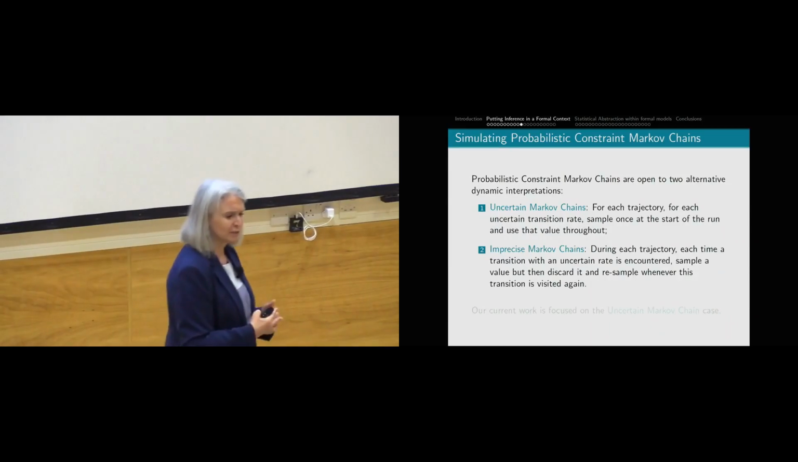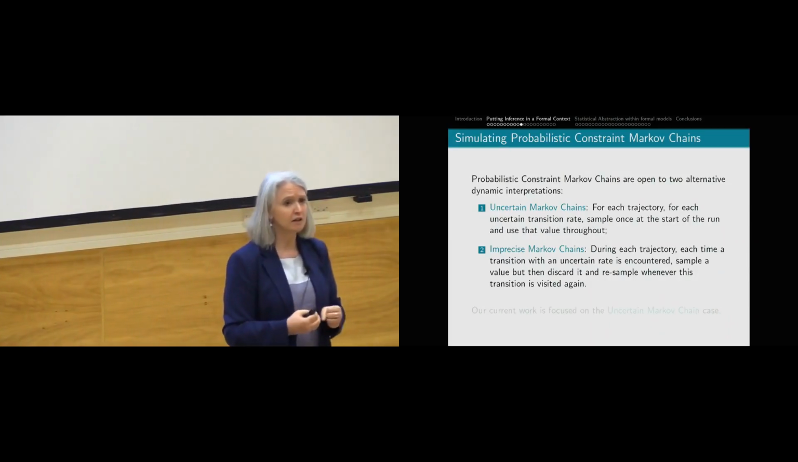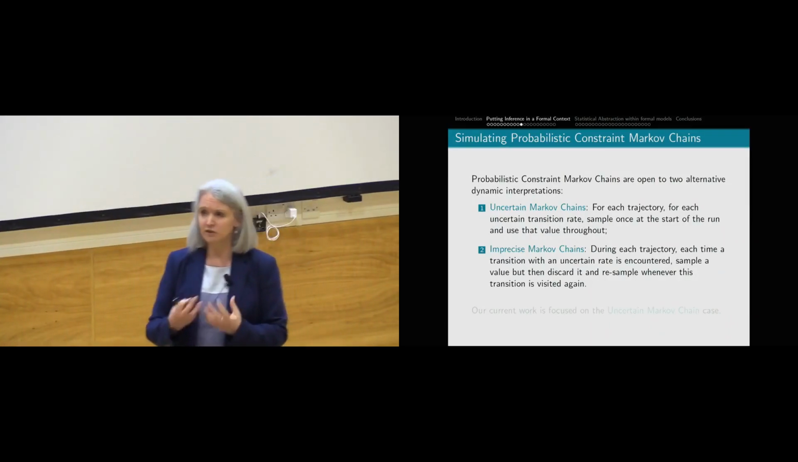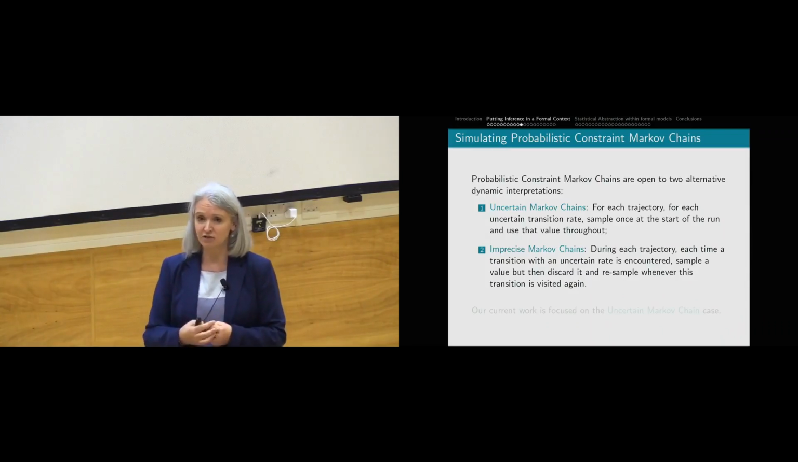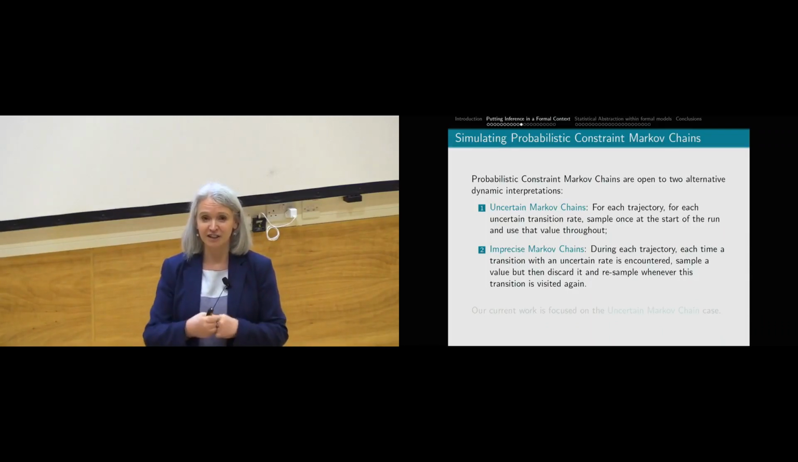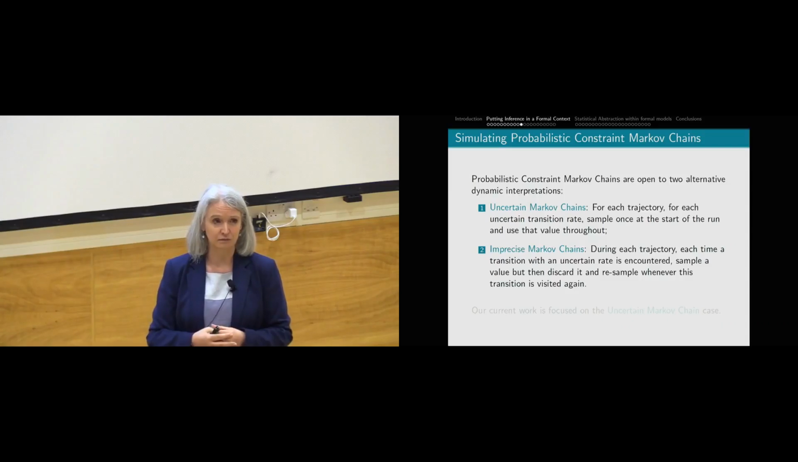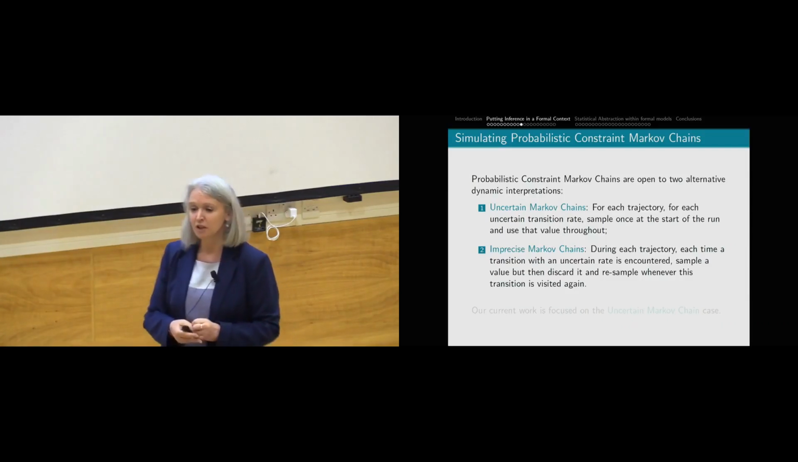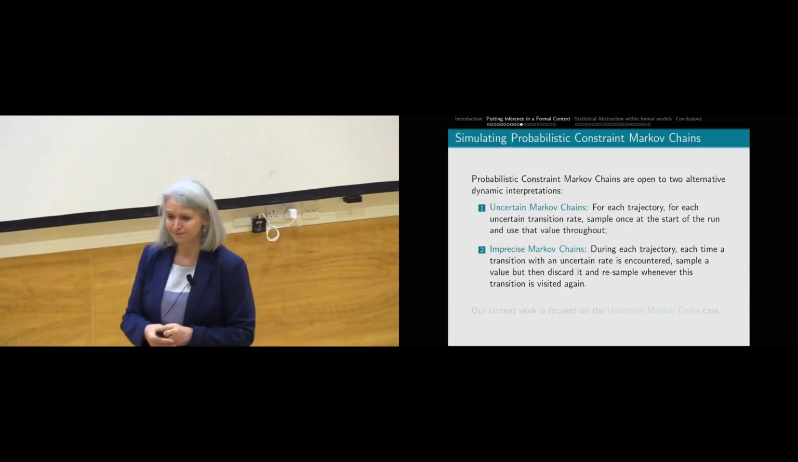So when we think about these Markov chains, what are they? They are systems where you've got states. When you enter a state, you've got various actions you can take, and those actions, rather than having a rate, have a distribution over rates. So how do we interpret this? There are two different ways of doing it.